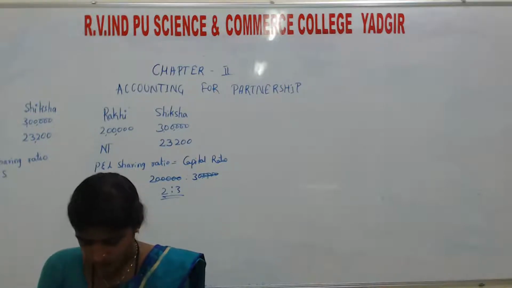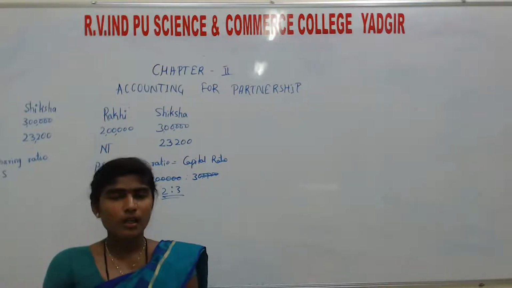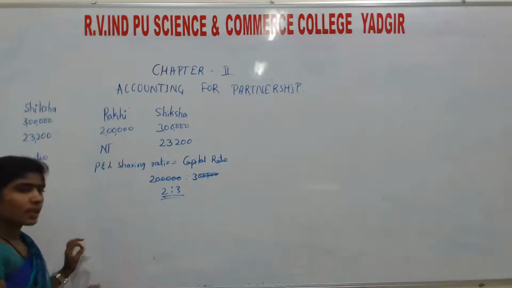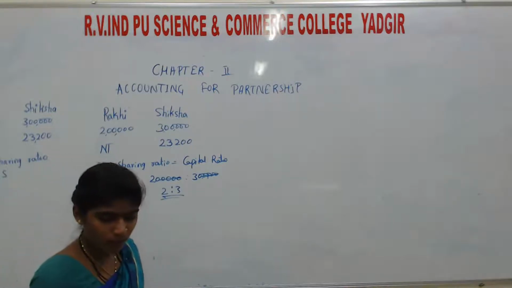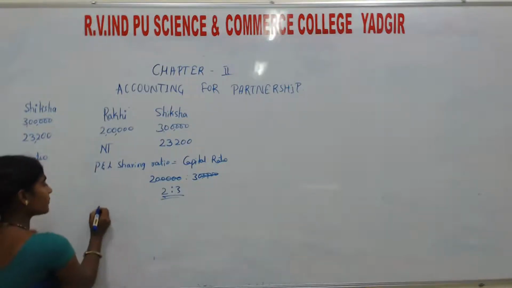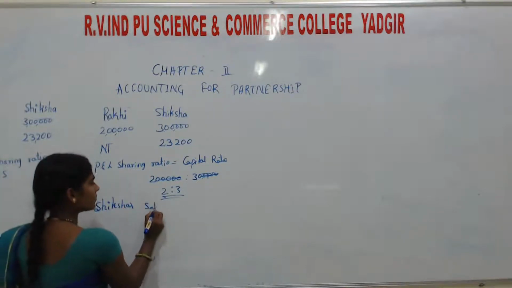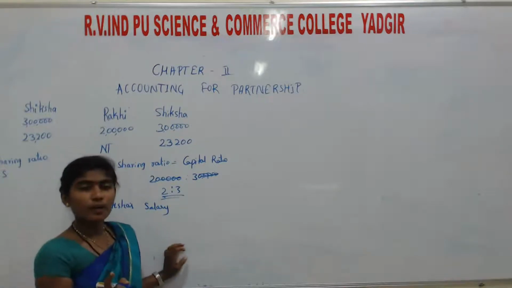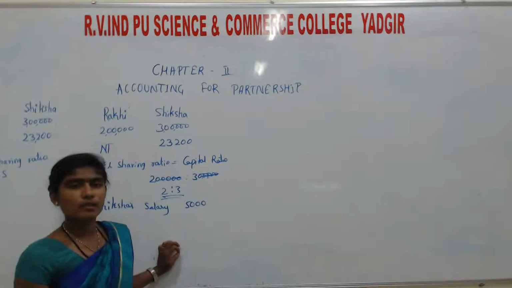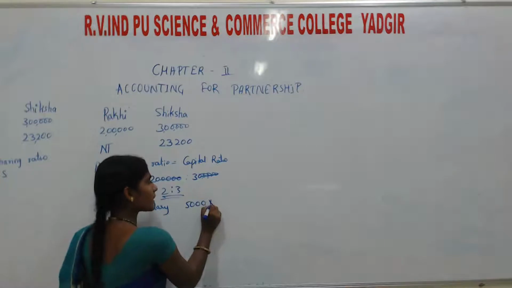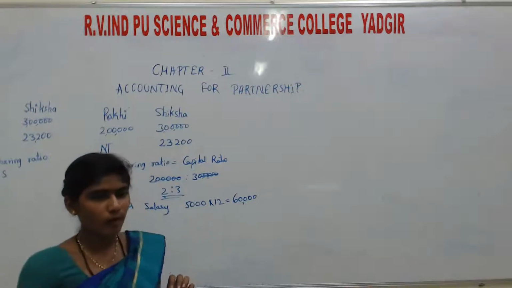After allowing a salary of ₹5,000 per month to Shiksha. Shiksha is eligible for a salary of ₹5,000 per month. So here Shiksha's salary is 5,000 per month. Per month 5,000 means for 1 year, 12 months, it is 60,000. Okay, next.